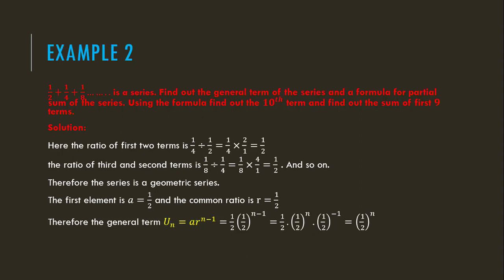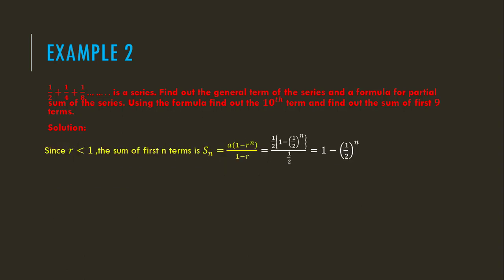Since r is less than 1, the sum of the first n terms is S_n = a (1 - r^n) / (1 - r). If we put the values, we get half into (1 - half to the power n) divided by (1 - half). The denominator 1 - half is equal to half. So in the denominator we get half, and in the numerator we get half into (1 - half to the power n). Now the half of the denominator and the half of the numerator cancel. We get 1 - half to the power n.